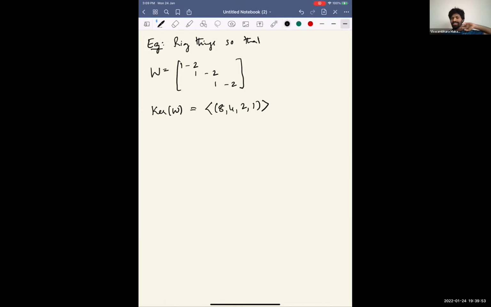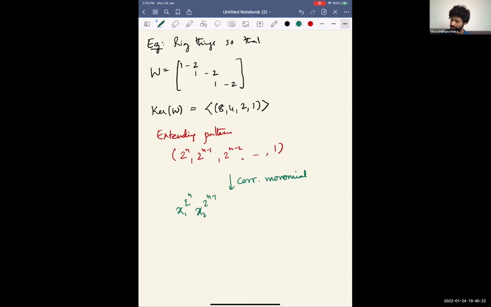And of course, if I extend this pattern, I'm going to get something that looks like 2 to the n minus 1, 2 to the n minus 2, and so on. And if you remember that correspondence that took this element to a monomial, the corresponding monomial would be something like x1 to the 2 to the n, x2 to the 2 to the n minus 1, all the way up to xn. And then you realize such a monomial has exponential degree, and you don't have much of a choice if that's the only invariant.